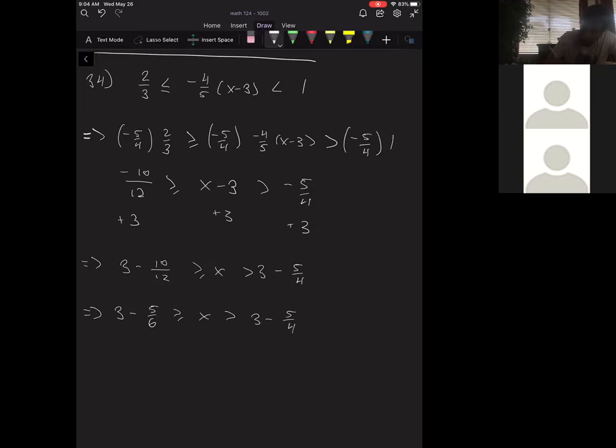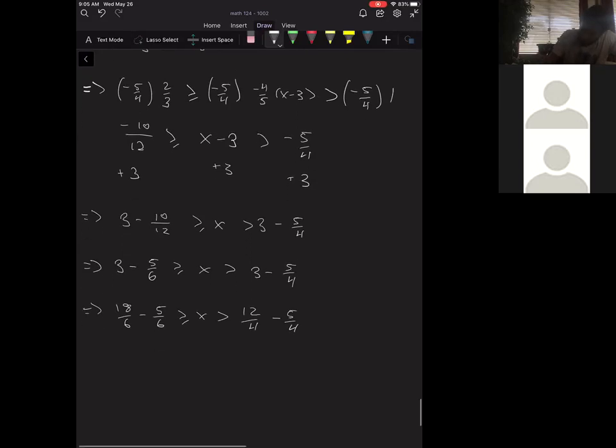Okay, now let's get a common denominator. So this is going to be 18 over 6. And over here we'll have 12 over 4. Okay, 18 minus 5, that's 13, so we'll have 13 over 6. And 12 minus 5 is 7, so 7 over 4.